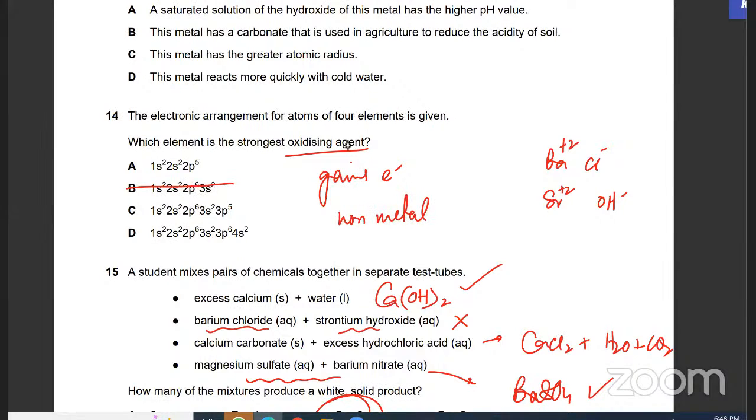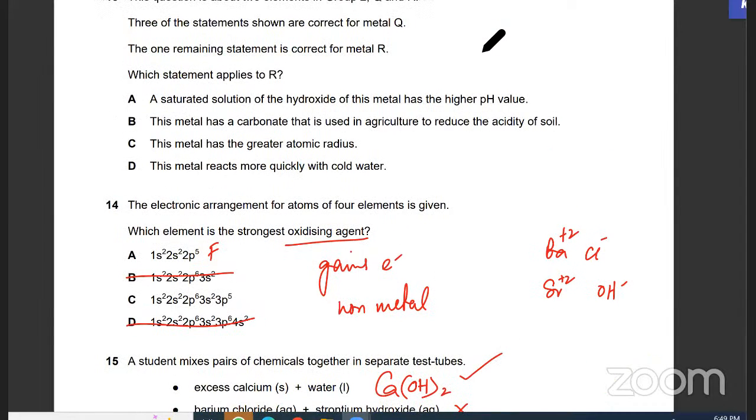So B and D are automatically eliminated because they are metals. You can go and have a look. 3s2 is probably a group 2 element. It's magnesium, I guess. B is magnesium and this one is probably calcium, right? So these are all automatically eliminated. You're left with group 7 elements. This is fluorine and this is chlorine. So who really likes to gain electrons? Fluorine or chlorine? Chlorine. Okay, because that's more electronegative, a smaller atom. The nucleus is less shielded, so it has a much stronger attraction for electrons.